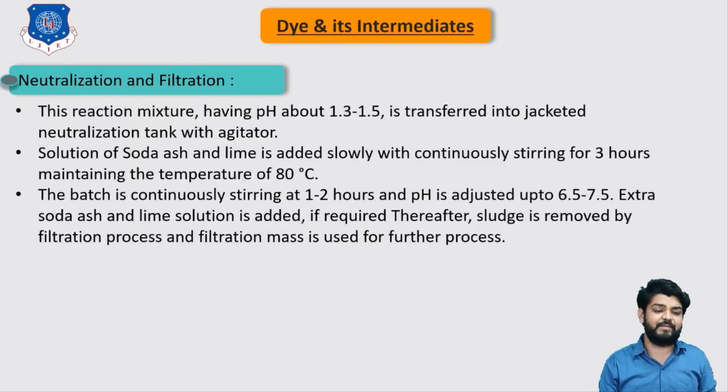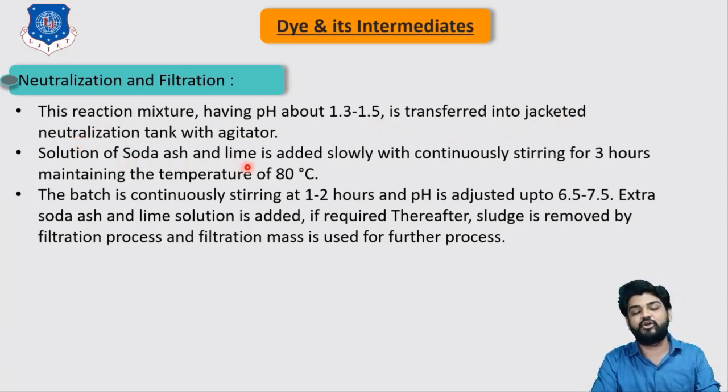After this nitration step, the next step is neutralization and filtration, which is again similar to the H acid. The reaction mass having a pH of 1.3 to 1.5 is neutralized with the help of soda ash or lime water. This mixture is then continuously stirred for 3 hours, and we have to maintain a temperature of 80 degrees Celsius. This batch is then continuously stirred for 1 to 2 hours, and we have to adjust the pH to 6.5 to 7.5. To achieve this pH, we can also use more soda ash and lime water solution. Thereafter, the sludge is removed by the filtration unit, and then the filtered mass is further processed.